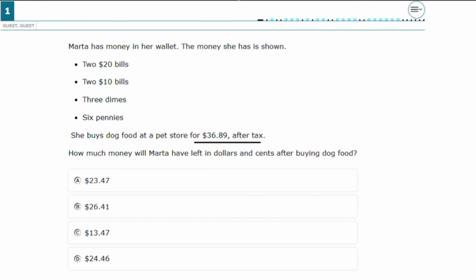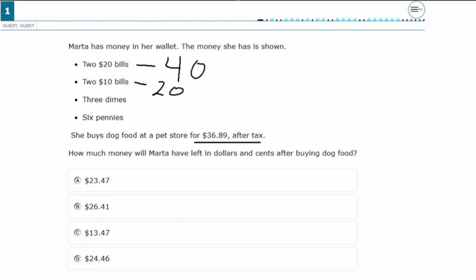Marta has money in her wallet. The money she has is shown. So she has 2 $20 bills. How much money is that? Well, if each $20 bill is $20, then 20 times 2 is 40. So she has $40 there. She has 2 $10 bills. So she has 10 times 2, that's 20.